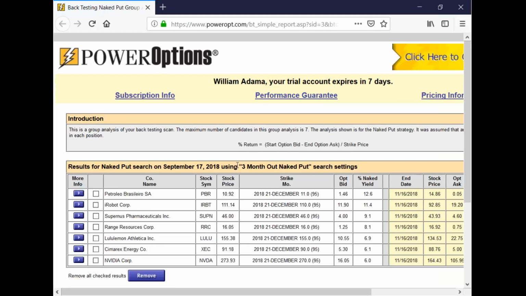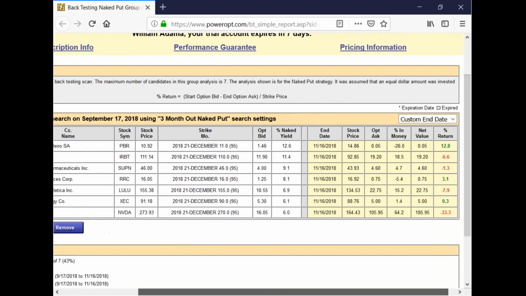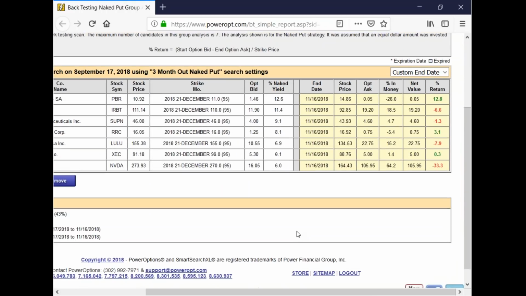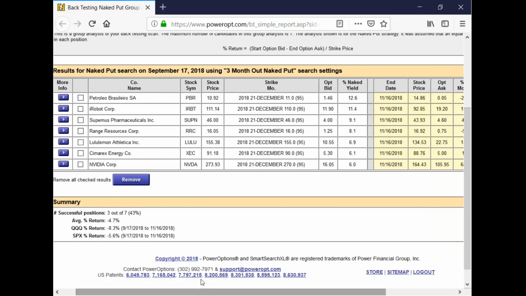I apologize if this is a little slow on this history right now. We're loading everything in the background for the end of day. This might actually be, oh, nope, there it is. There's the NVIDIA, because NVIDIA got killed. 3 out of 7 or 43%. Loss of 4.7, where over that same time period, QQQ almost double, not quite, and SPX a little bit more of a decline. But this shows you that once you have an idea of what you want to trade, you can save that search on Power Options and then use the backtest tools.